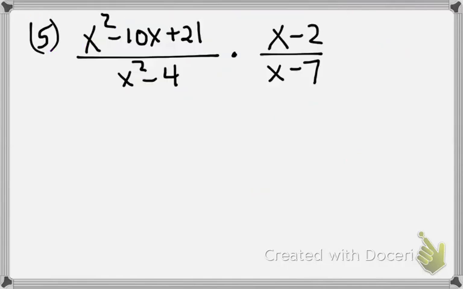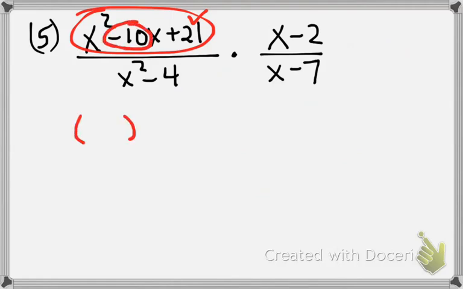For number 5, we are multiplying. This time we do have to factor first. So we're going to start with this numerator and see what multiplies to give me 21 and adds to give me negative 10. So I can multiply 7 times 3 to get 21. And if they're both negative, then they would add up to negative 10.